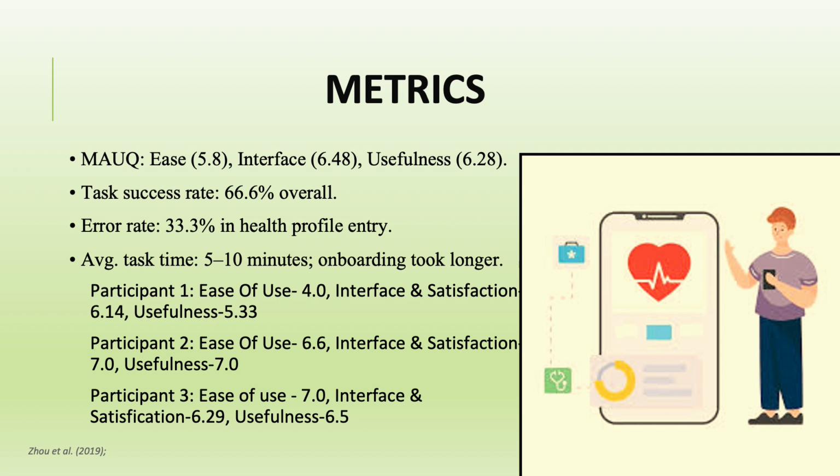I think with the ages I just told you and discussed prior, you will know who was who for the most part, right? So participant number one was ease of use 4.0, interface and satisfaction 6.14, and usefulness 5.33. This is definitely my manager. Participant number two was my best friend. Ease of use 6.6, interface and satisfaction 7.0, and usefulness 7.0. And I believe my fiance was the third participant. Ease of use 7.0, interface and satisfaction 6.29, and usefulness overall was 6.5.